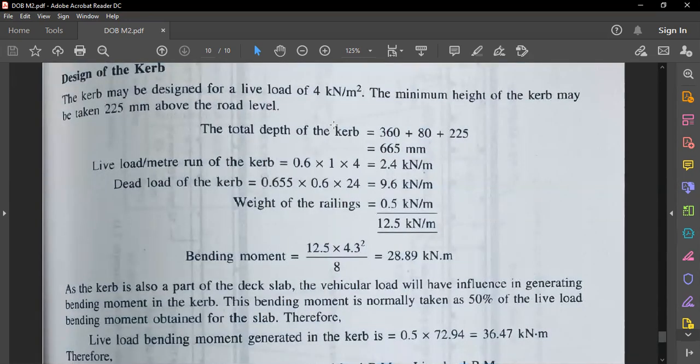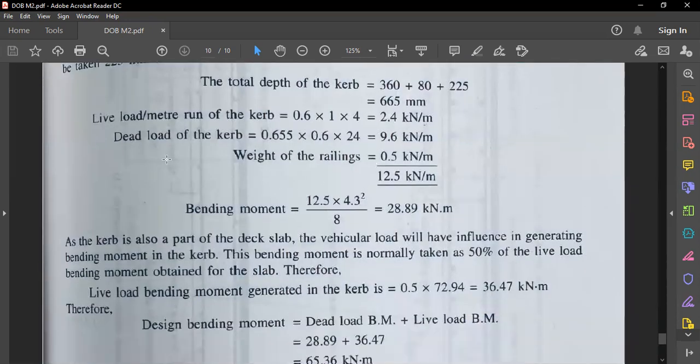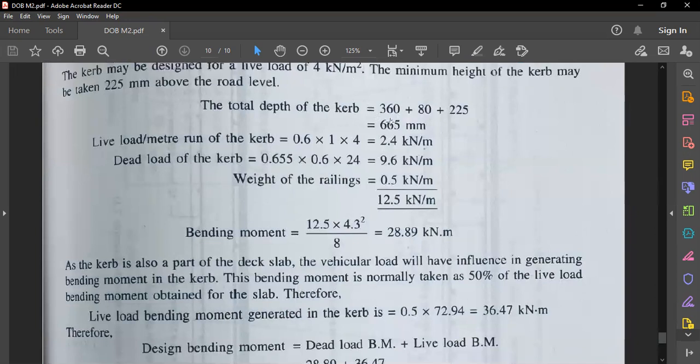So live load is 600 mm wide into 1 meter, into 4 kN actually. But here width is 600 mm. That is why I am considering 0.6 into 1 into 4 live load. Correct? So that will give you 2.4 kilonewton per meter. Dead load of the curb is 665 mm thick, 0.665, 600 mm wide, 24 is the density of RCC, 9.6. And weight of the railings on either side of your footpath, that is 0.5 you have to consider.